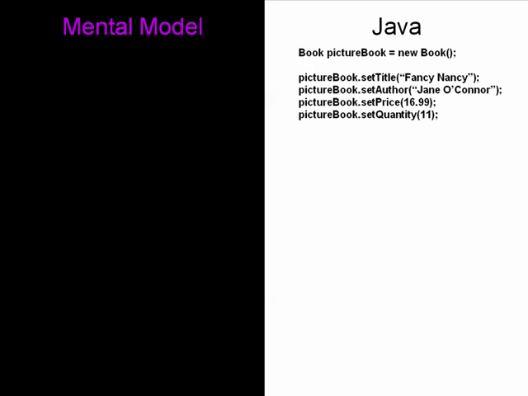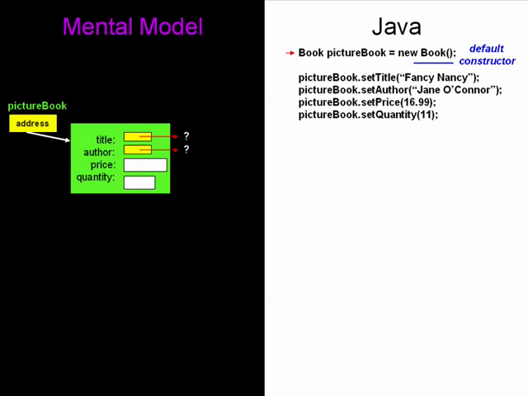So I'm going back to our book example from class here. So when we say book pictureBook equals new Book, and we're not passing any arguments to that constructor, we're basically calling what's called the default constructor for our book. And so what happens when that line is executed is space is allocated for our book. pictureBook is a reference to that object. And it has a title, author, price, and quantity, but those haven't been initialized. And so we have to use our set or mutator methods to actually set those to Fancy Nancy and Jane O'Connor and set the price and set the quantity.